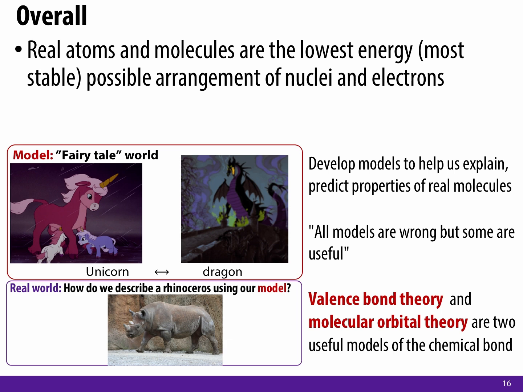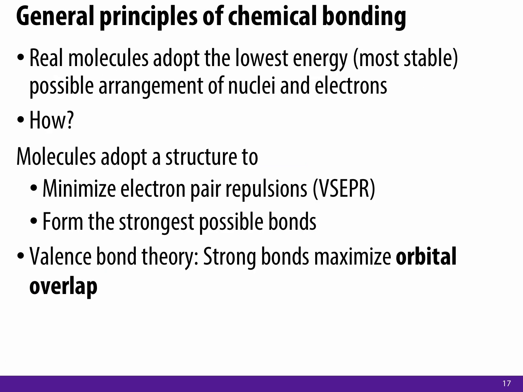So valence bond theory and molecular orbital theory are two useful models that, again, are relatively simple to apply and will help us predict the properties of our molecules. Things like bond length, bond energy, the geometry. We'll see a lot of different applications here. The idea here, again, all models are wrong, but some are useful. So these are models that aren't perfect in every way, but do a pretty good job of describing our molecules. Okay, so we'll start with some of the general principles.